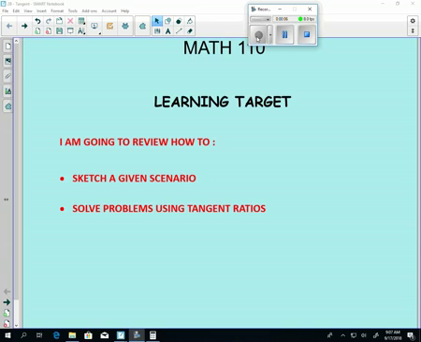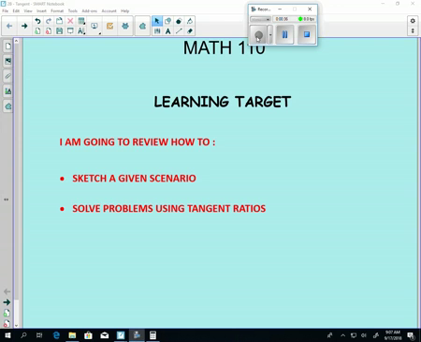Today we're going to continue on with our unit on trigonometry. Last time we looked at getting started with trig, looking at the language, the lingo, and talked about the basic trig ratios, SOH CAH TOA, sine, cosine, and tan. So today we're going to start with the first one of the three trig functions. We're going to review tangent ratios, and we're going to look at how to sketch a given scenario.